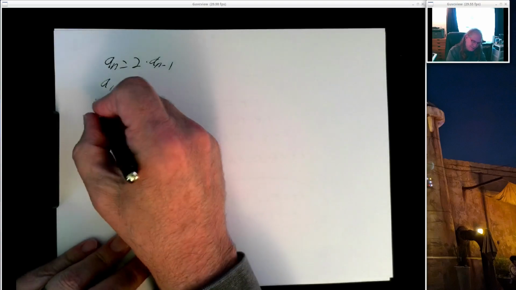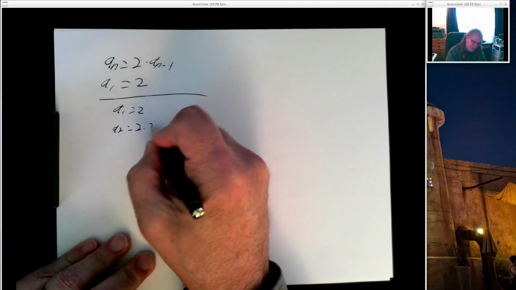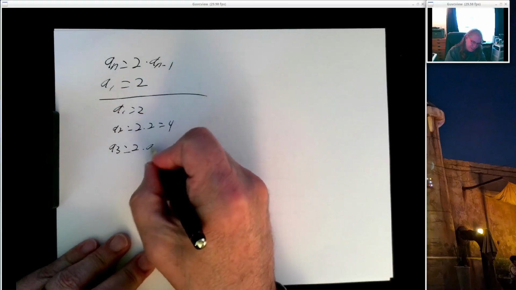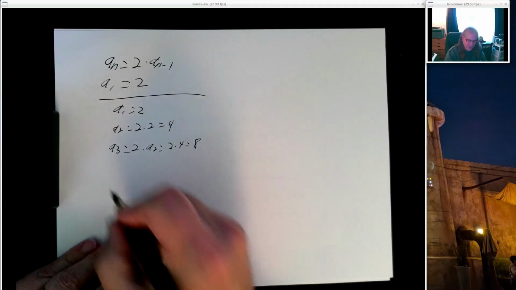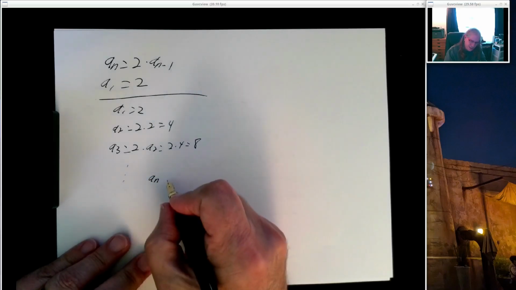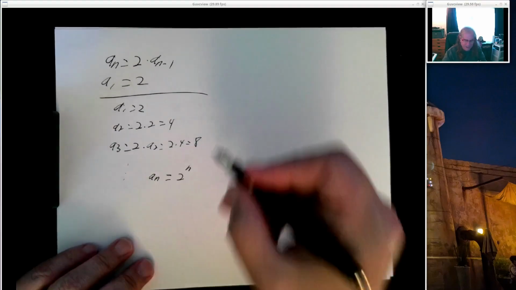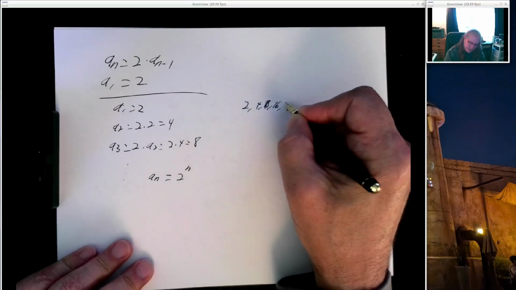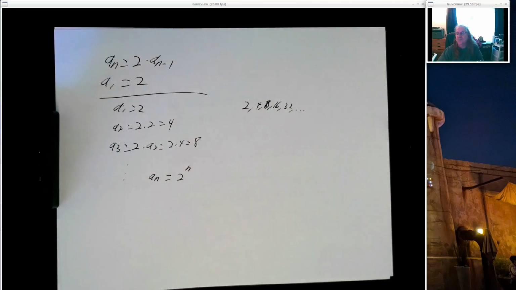And if we expand this out, a1 equals 2, a2 equals 2 times 2, which is 4. a3 will be 2 times a2, which is 2 times 4, which is 8, and so on. And if we think about this, we can deduce that an is just 2 to the n. And so our sequence would be 2, 4, 8, 16, 32, and so on. So that's a geometric sequence.